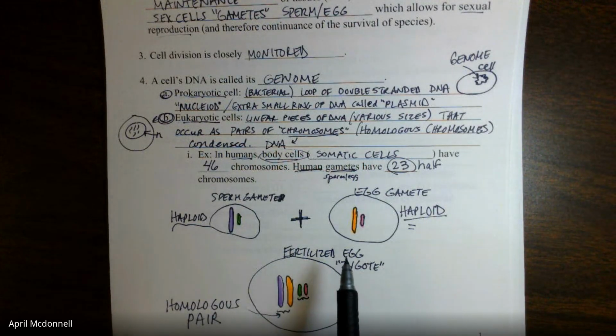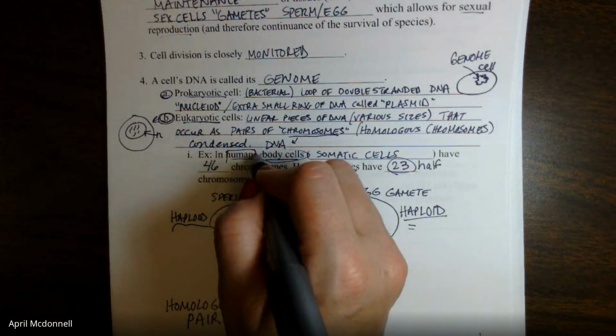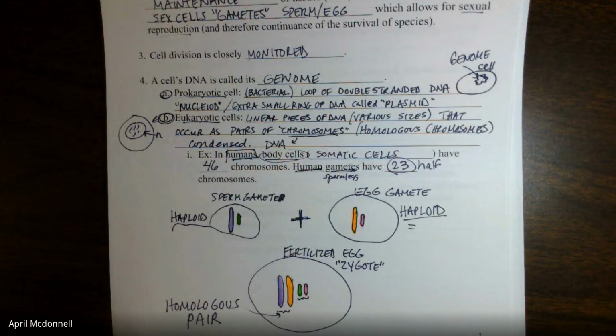However, if we were talking about a human, then we would have a total of 46 chromosomes with 23 pairs of homologous chromosomes. I just don't want to draw 46 chromosomes.